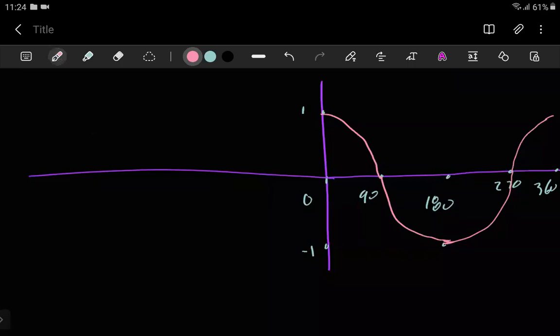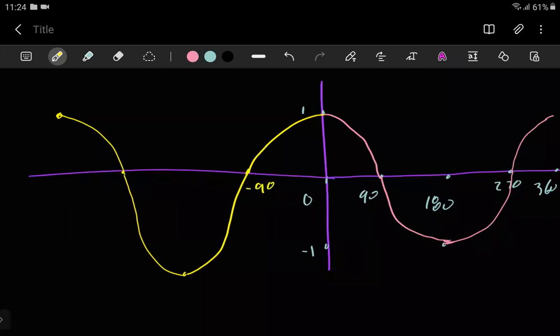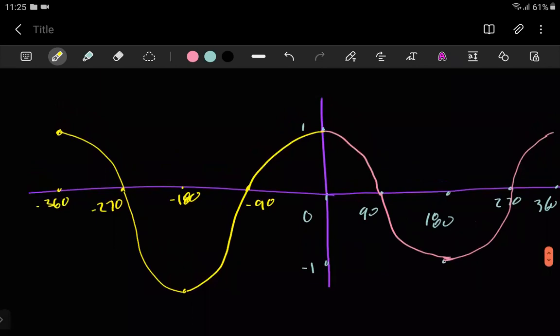So to the left, you have a similar image. You see, like this, it does that, like this, and then it goes back up, like that. So this here is -90, -180, -270, -360. So the reason I'm drawing out this image like this is because I'm trying to give you the idea that these graphs just repeat, they just go on and on and on.